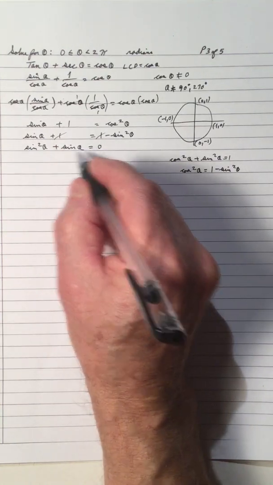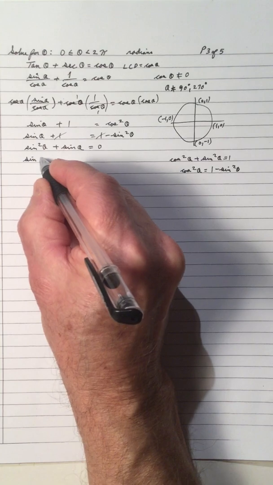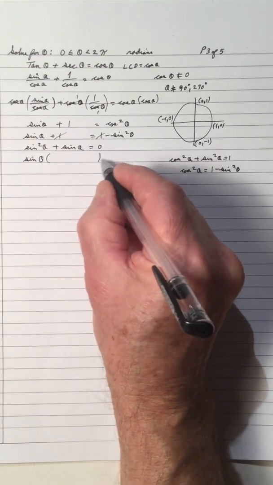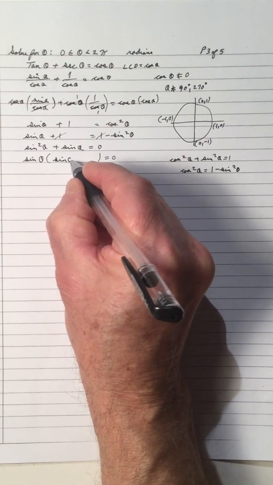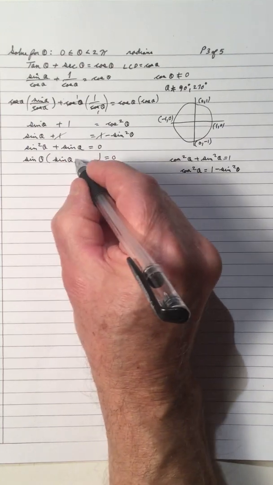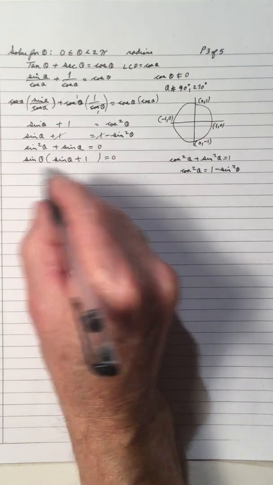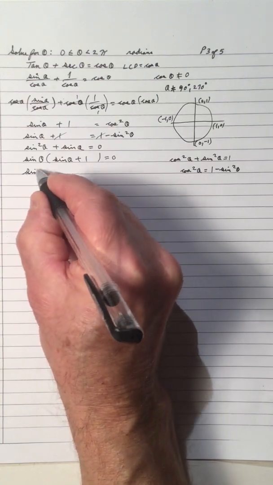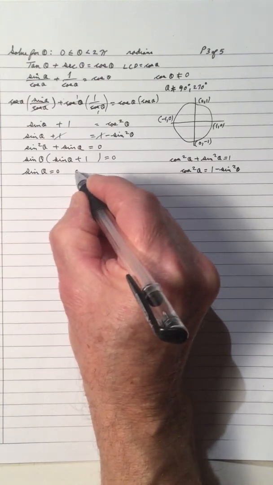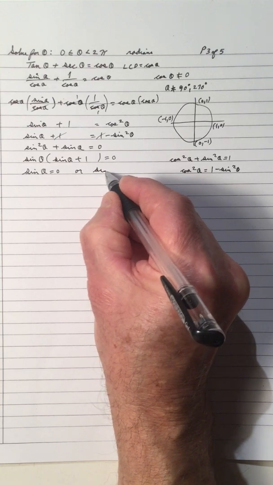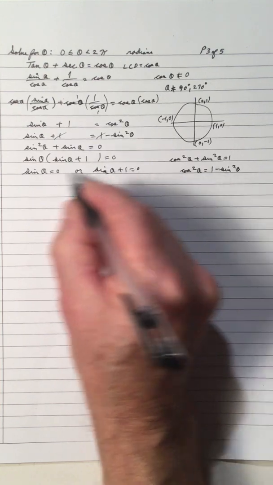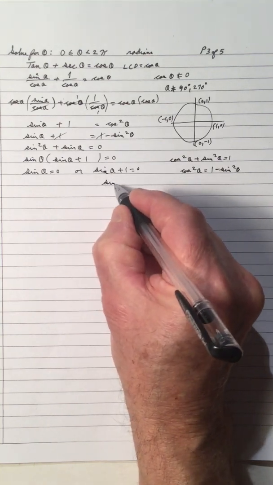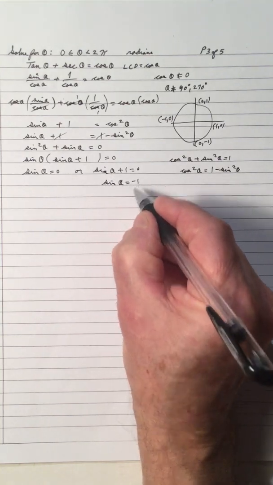Now you notice you have a quadratic that's factorable. Sine is the GCF, so sine squared divided by sine is sine, and sine divided by sine is plus 1. We have two factors. We let each factor equal 0. So sine theta equals 0 is already done. Let's solve this one: sine theta is equal to negative 1.